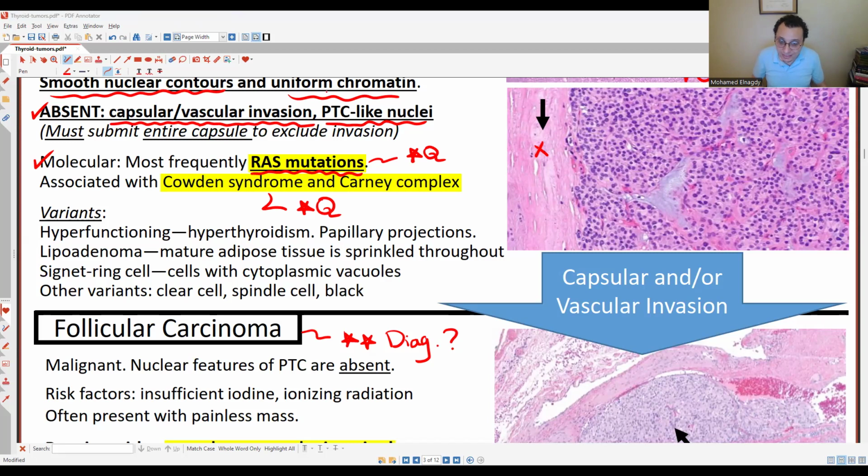Oh yeah, this is the Cowden, right? I mean the Cowden syndrome. The Cowden syndrome is for the cow, right? That's what you mean, Lord.